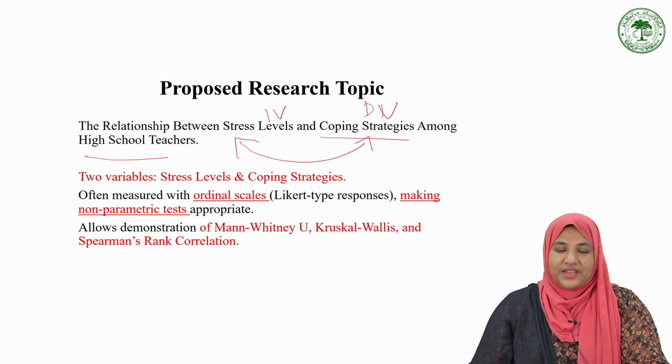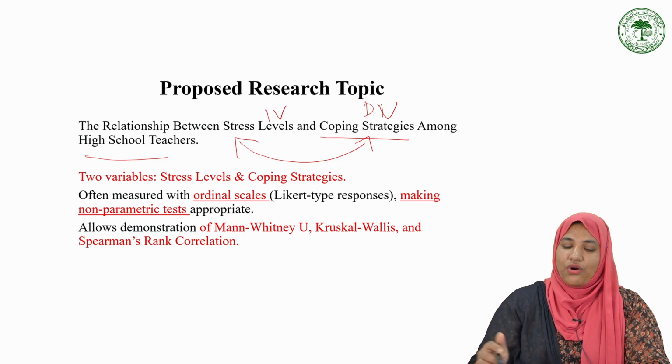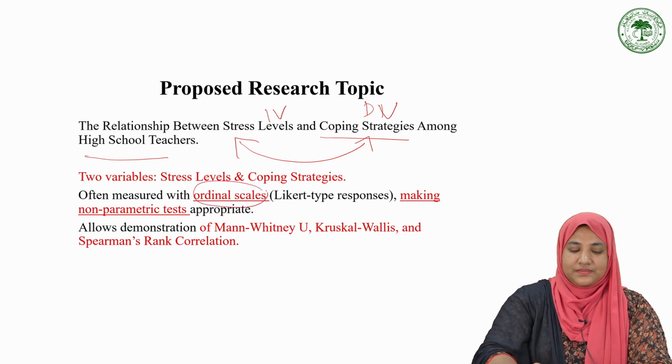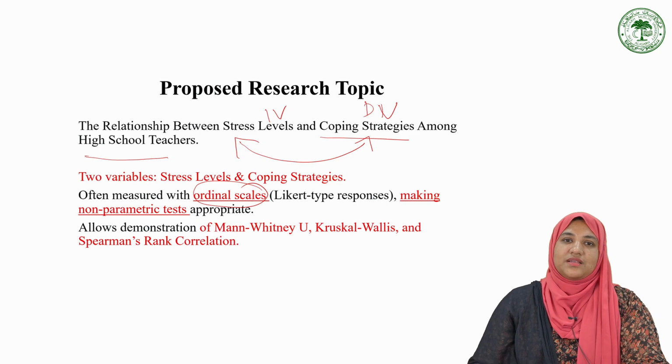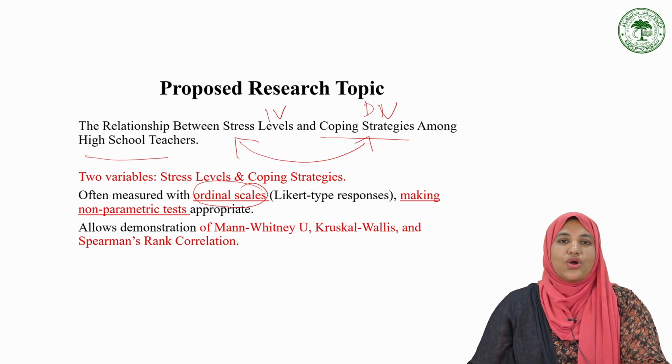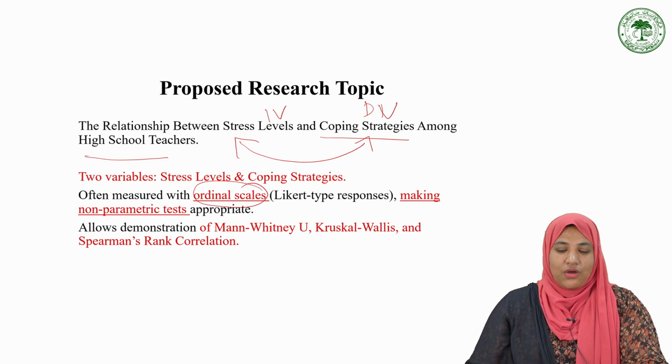So here two variables, stress levels and coping strategies, are often measured with an ordinal scale. It is usually in the form of an order, isn't it? Stress level: high, moderate. We are taking an order of the stress level. So it is very much in line with the assumptions of the non-parametric test. As I have already discussed, the basic assumption of the non-parametric test is that the data must be in the ordinal scale or in the nominal scale.